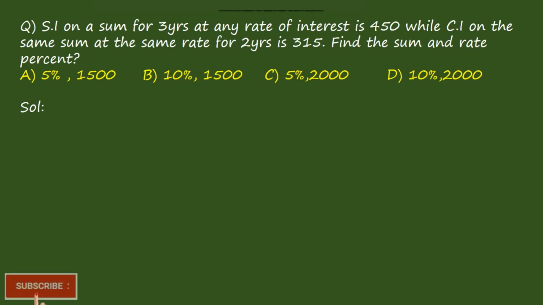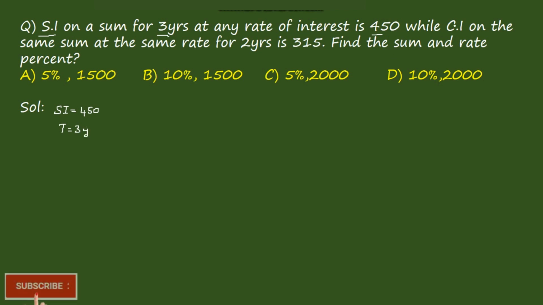Come to the next question. Simple interest on a sum in 3 years at a certain rate of interest is 450, while compound interest on the same sum at the same rate for 2 years is 315. Find the sum and the rate percentage. Okay, first understand the question. They're saying that simple interest on a sum for 3 years at the rate of interest is 450. So simple interest is equal to 450, but the time is given as 3 years, right?